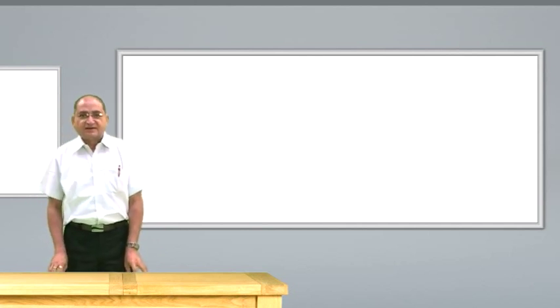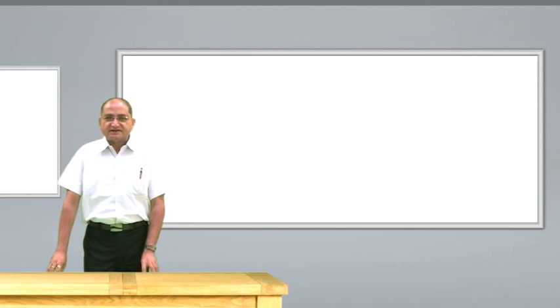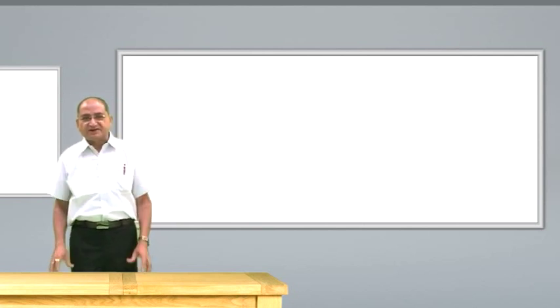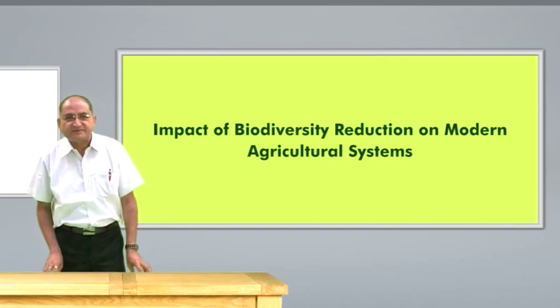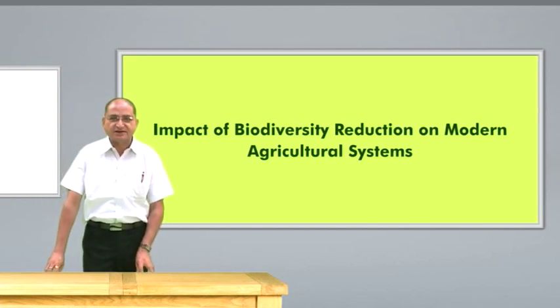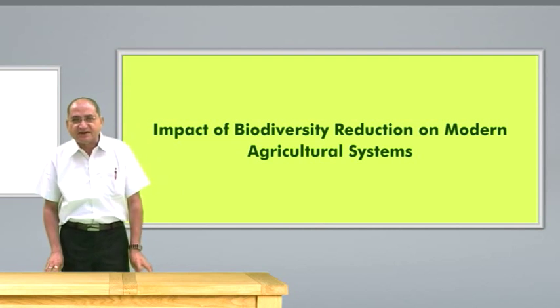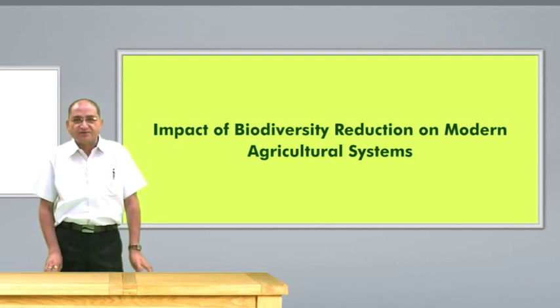Impact of biodiversity reduction on modern agriculture systems. The products of plant origin make up 93% of the human diet and 3000 species are regularly exploited for food.